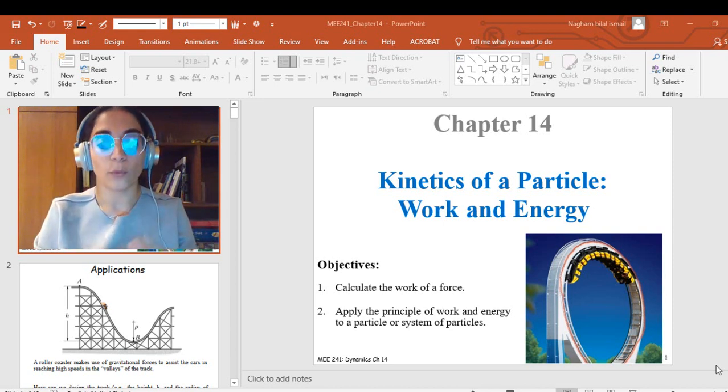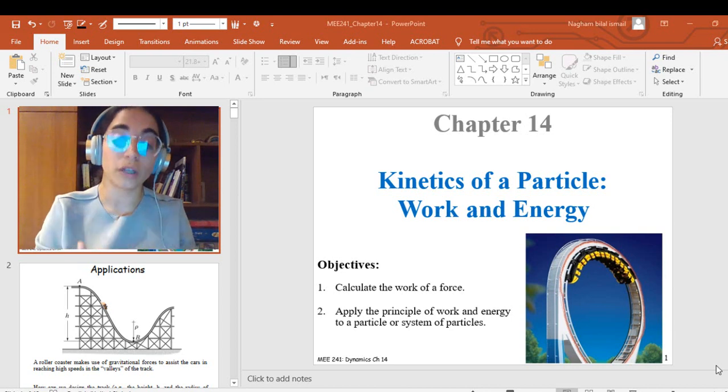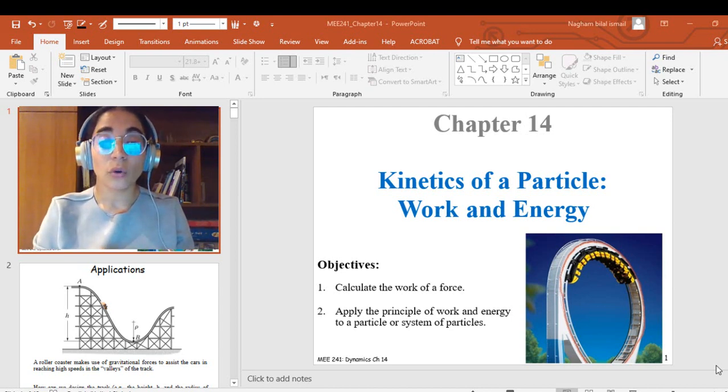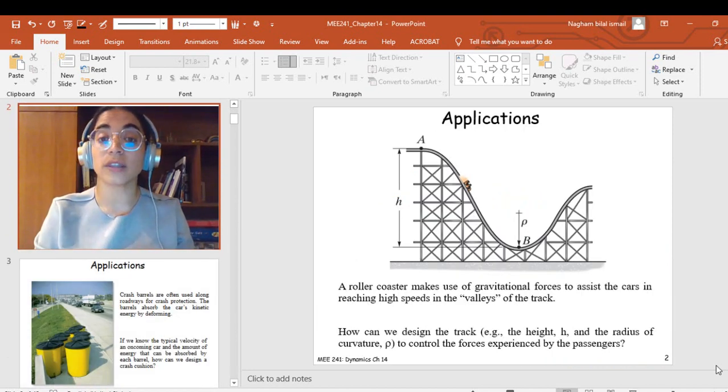So what is a work? What is an energy? What's the difference between kinetic energy and potential energy? And how can I apply the work in order to find some variables? And what is the principle of work and energy to a particle or system of particles? So this is about the chapter 14, and in fact, in this chapter, we are going to acquire knowledge that can allow us to, for example, design the track of a roller coaster, design the height, the radius of curvature in order to control the forces experienced by the passengers.